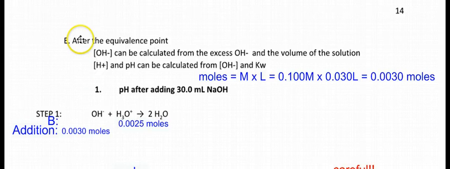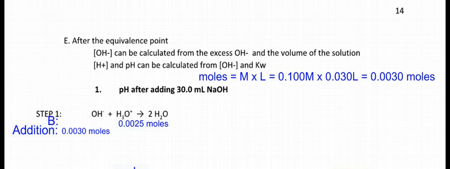So what does it say? Now that we've reached the point of the equivalence, what happens after we go past the equivalence point? It says that hydroxide can be calculated from excess hydroxide in the volume of the new solution. So the hydrogen ion concentration, the pH, can be calculated from the hydroxide and Kw. We're going to set up and see what we're doing.